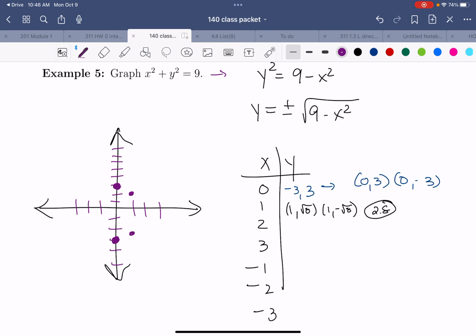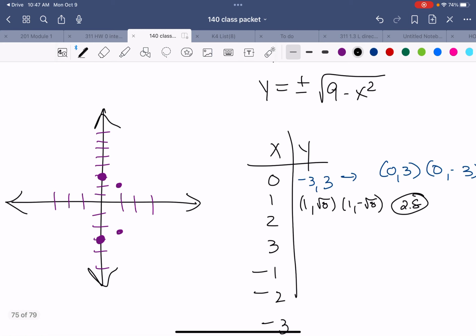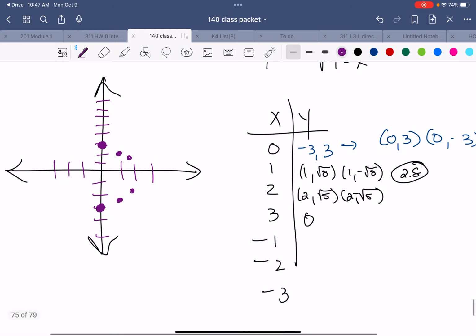If we plug in 2, that's 2 squared is 4. 9 minus 4 is 5. So this is 2 and the square root of 5, along with 2 and the negative square root of 5. And the square root of 5 is 2.2. So that means when I graph this, it's going to be like here and here. And when I plug in 3, 3 squared is 9. 9 minus 9 is 0. Square root of 0 is 0. So I get 0 here. I will also get 0 when I plug in -3, but we'll get there in a second.